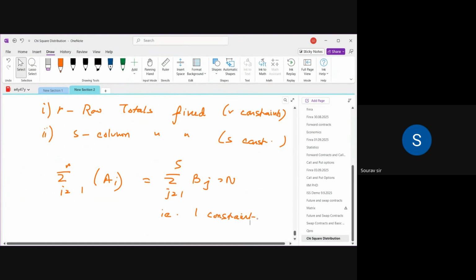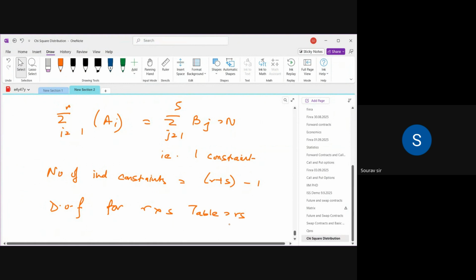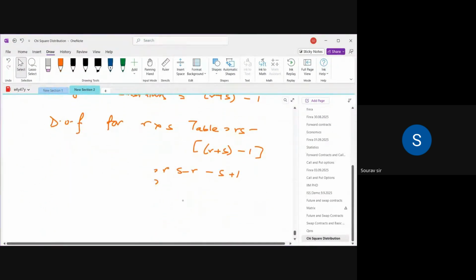Then what is the number of independent constraints? The number of independent constraints will be R plus S minus 1. And the degrees of freedom for the RS table is RS minus (R plus S minus 1). So that is RS minus R minus S plus 1, which is R minus 1 multiplied by S minus 1. This is one.